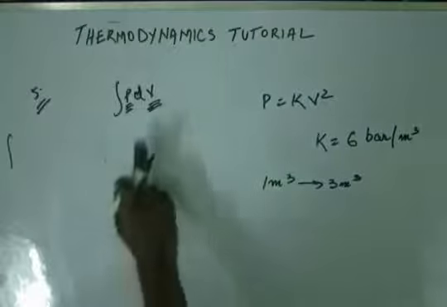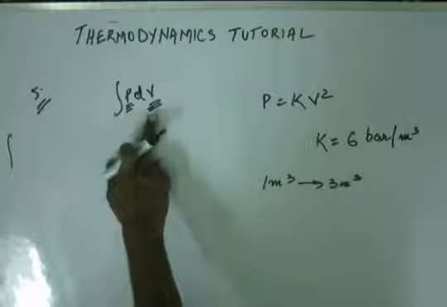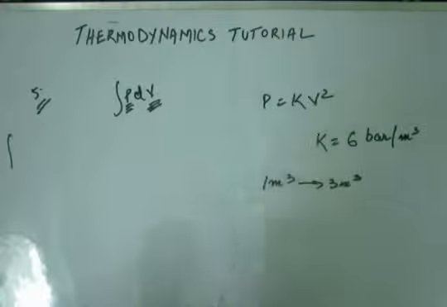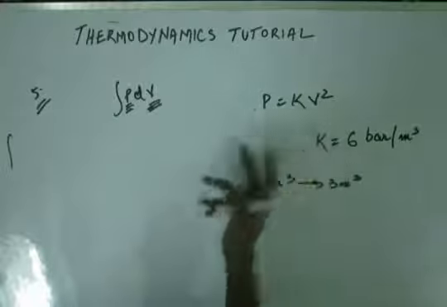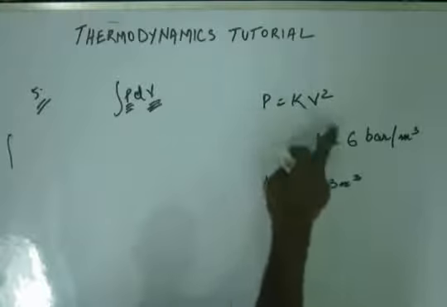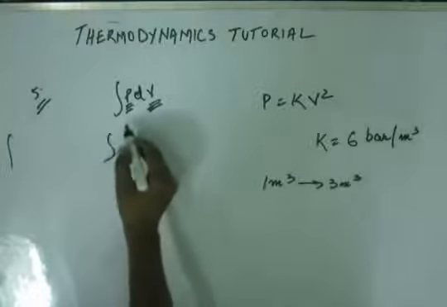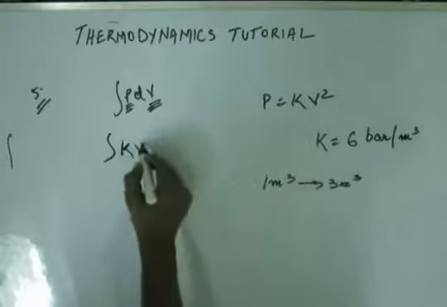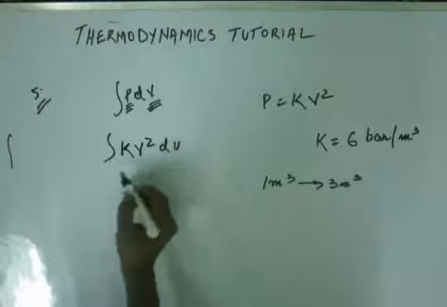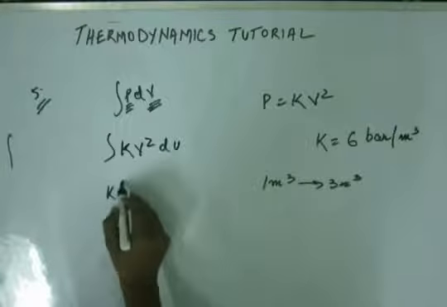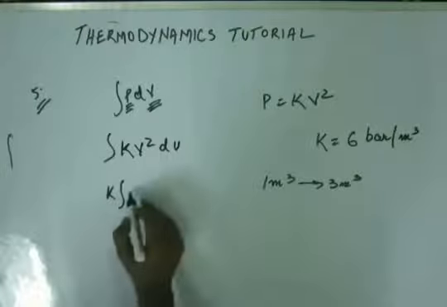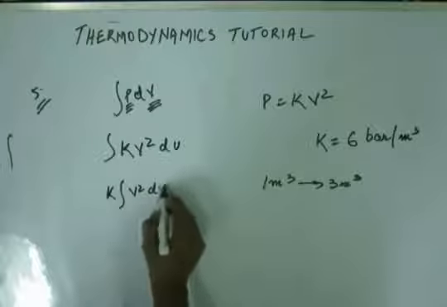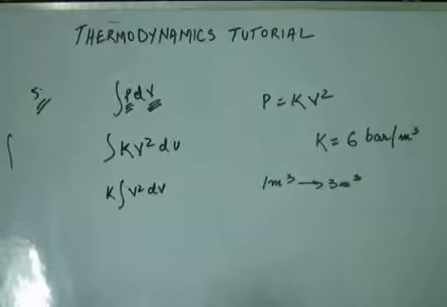So what we do, instead of pressure, we generate an expression of volume, and from here it's a hell of a lot easier to generate an expression of volume. So we replace P by kV square. To integrate this, I am replacing P by kV square as I have been given. Now the whole thing is easy to integrate. K I bring out of the integration because it's a constant, and V square dV is a cakewalk to integrate.